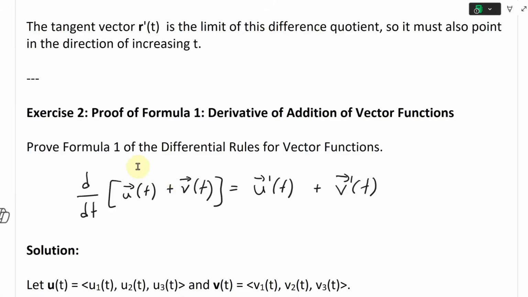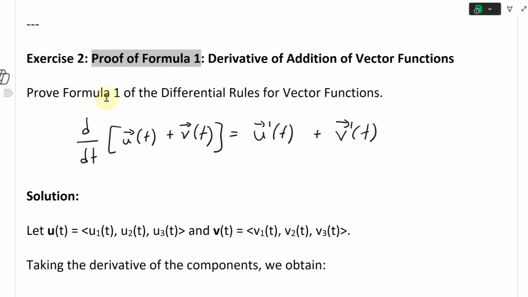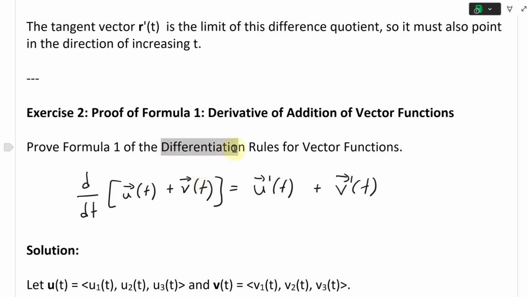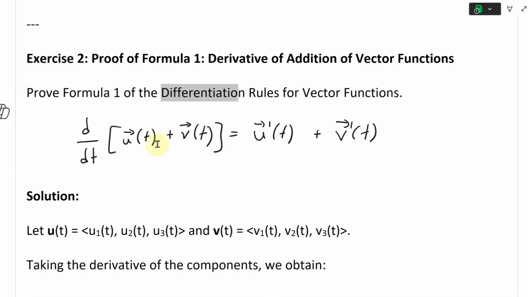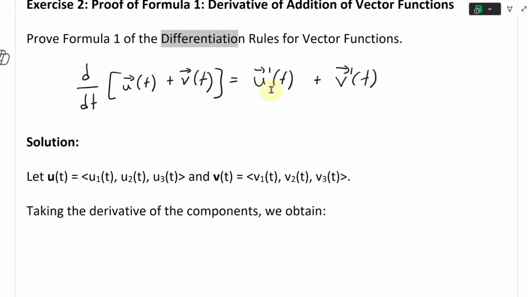All right, and now let's continue further and look at exercise 2. This one looks at the proof of Formula 1, which is the derivative of addition of vector functions. We're asked to prove Formula 1 of the differentiation rules for vector functions, which is d over dt of u of t plus v of t equals u prime of t plus v prime of t. Basically, the derivative of two vector functions when you add them is just the derivative of each individually added. So let's take a look at the solution.